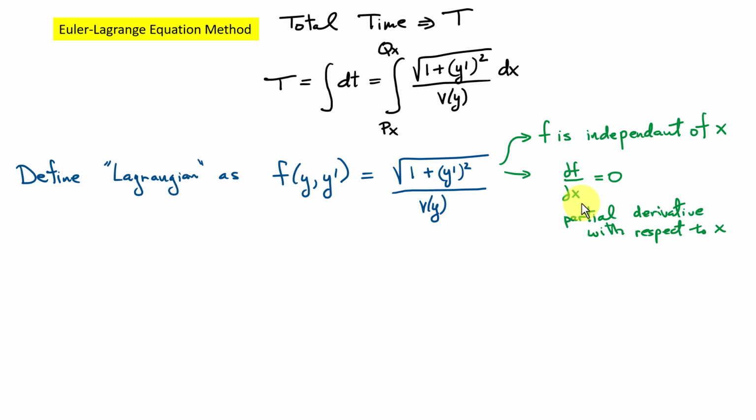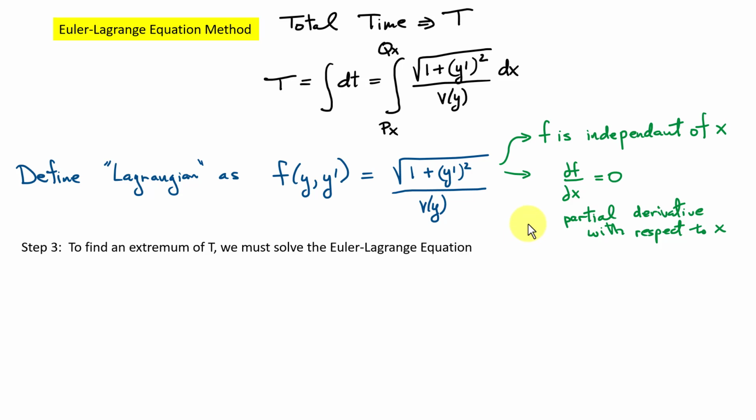That means if you were going to take a partial derivative of f with respect to x, and note this is a partial derivative, not the full derivative with respect to x, if you take the partial, you would get 0.